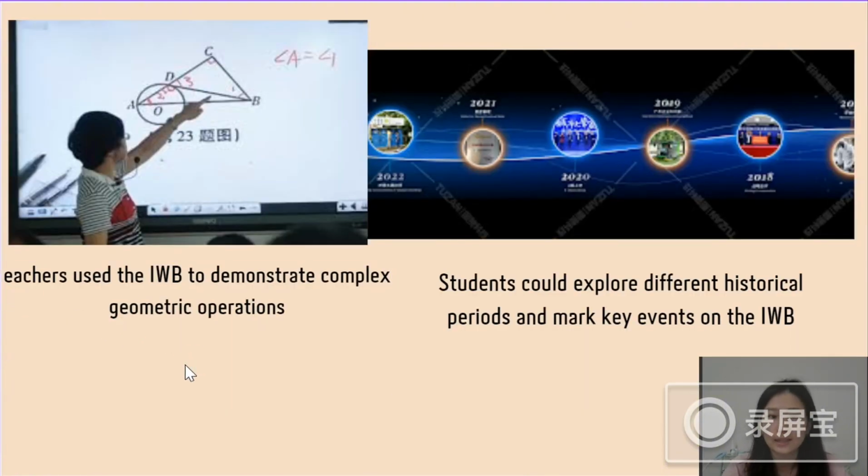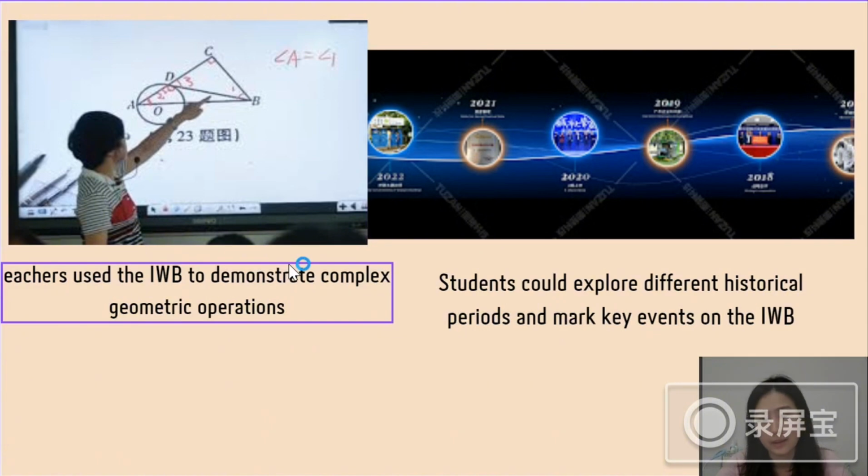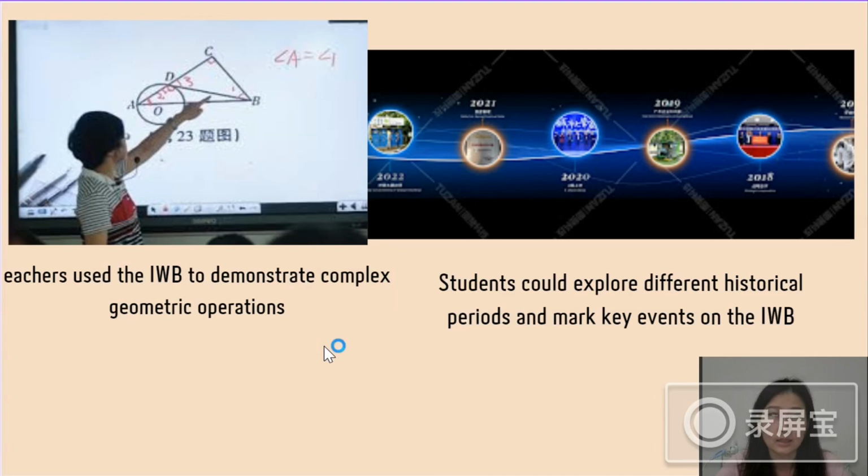Hangzhou Primary School uses IWBs in math classes, especially for teaching geometry. Teachers use the IWB to demonstrate complex geometric operations, and the students can also go to the board to participate in geometric proofs. This interactive learning style helps students better understand abstract math concepts, and class participation greatly increased. I think this is a very useful method in the math classroom because math is kind of difficult for primary school students.